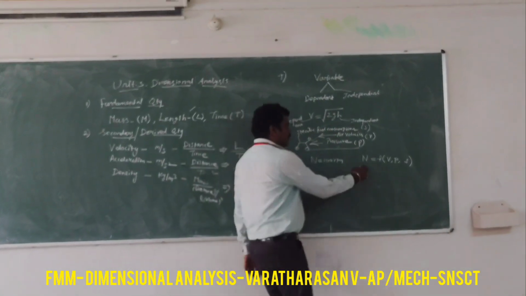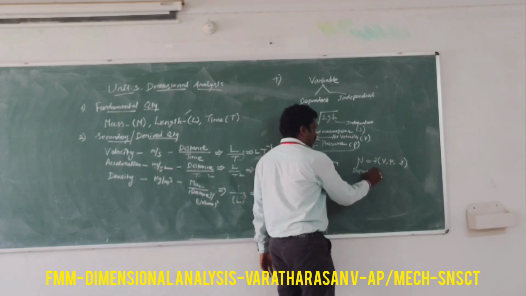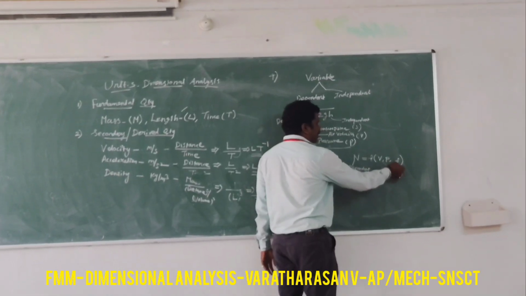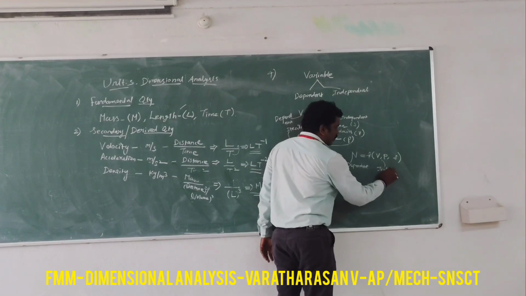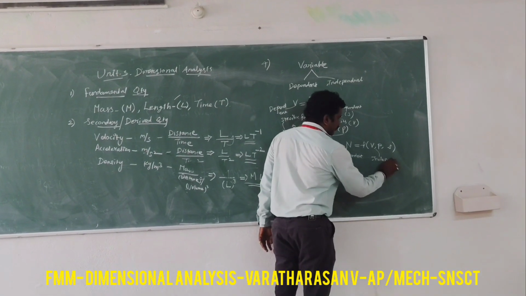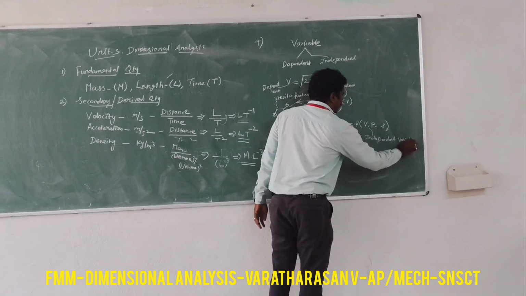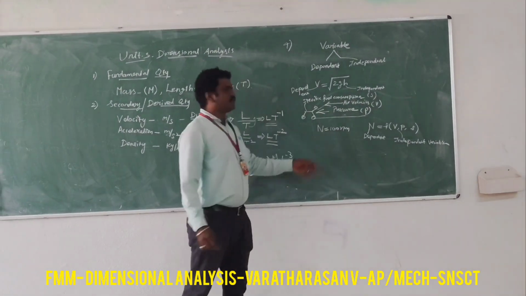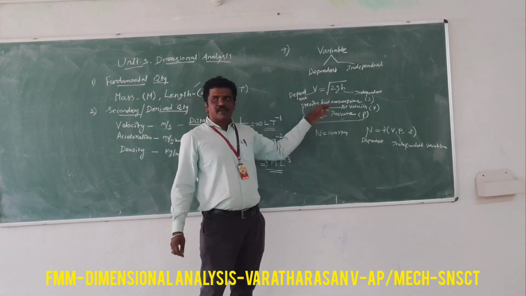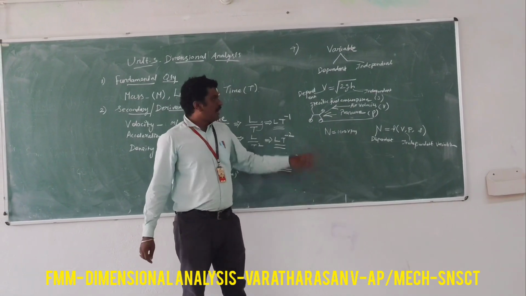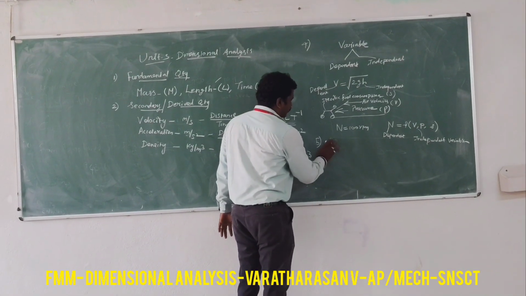So here N is the dependent variable, and velocity, pressure, and specific fuel consumption are all the factors. What will they be called? Independent variables. So likewise, we call it this. These are all the variable types. After that, we are going to see the homogeneity equation.